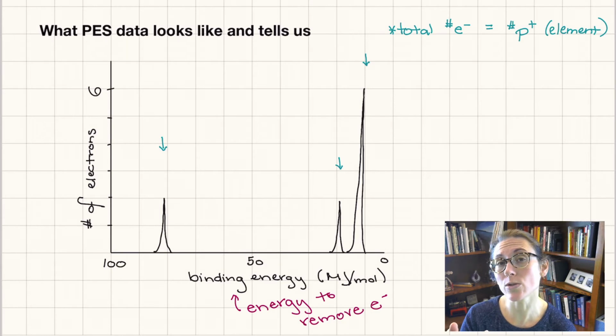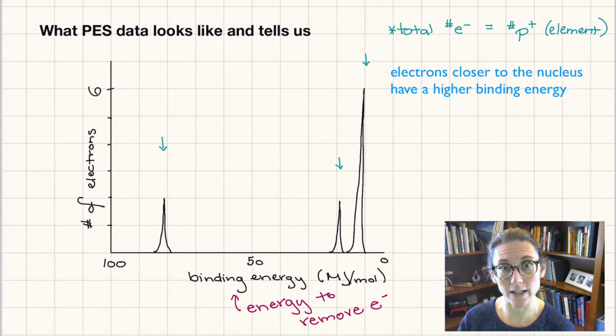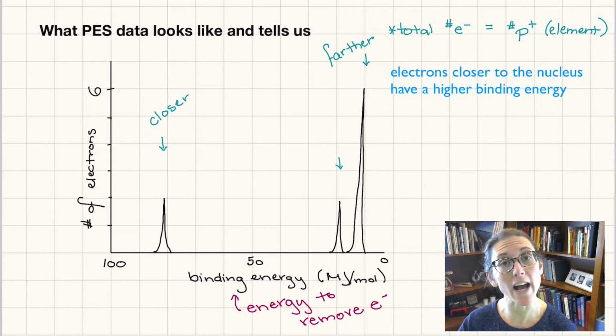Well, the closer those electrons are to the nucleus, the greater the attractive force is going to be, and so the larger the binding energy. So we actually know that the electrons with the larger binding energy are closer to the nucleus, and the electrons that are at a lower binding energy are farther away from that nucleus. So we actually give information about where we find these electrons.